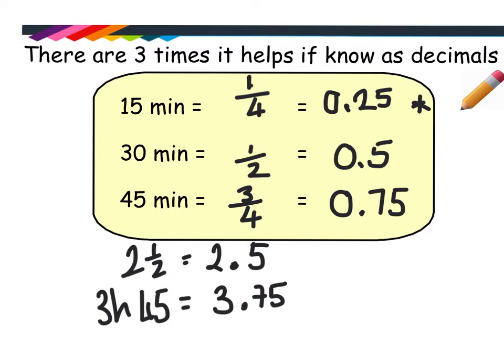It is never 3.45, okay, because our decimal system is out of tens, hundreds, thousands, whereas time is out of 60 minutes. So 45 minutes is not 0.45, that's just under half. So be very, very careful, try and commit these to memory, okay?